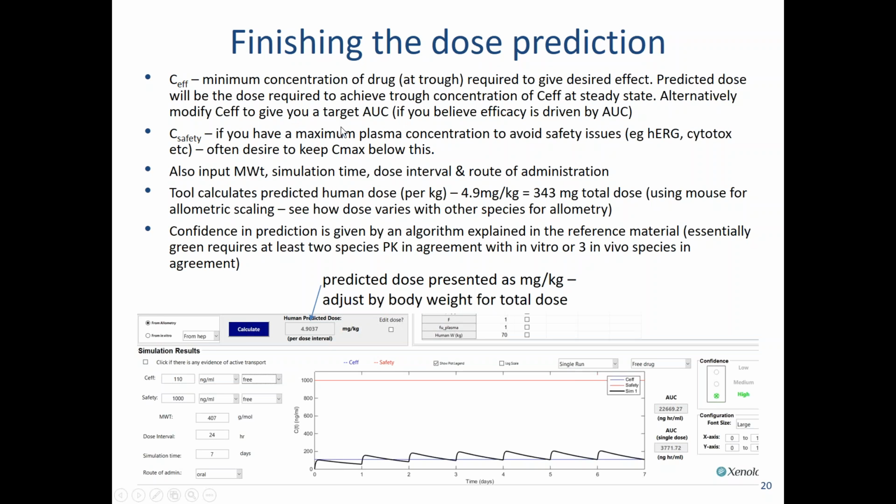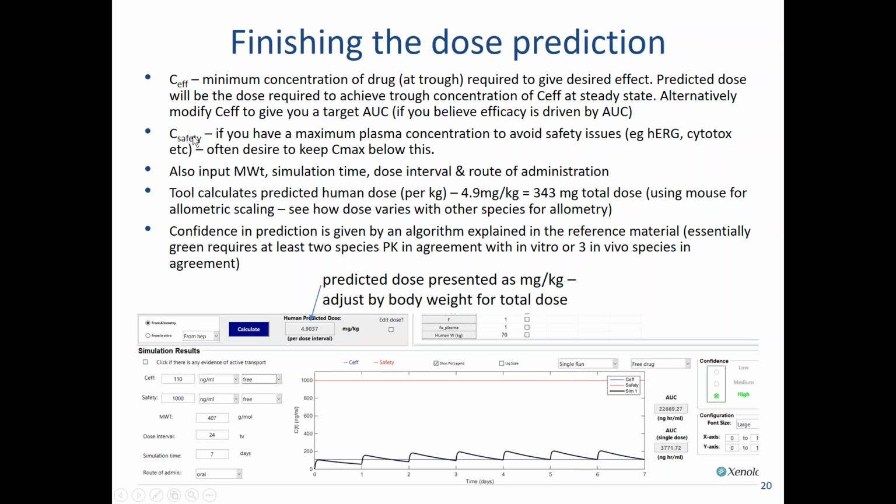Alternatively, you could modify the CF to give you a target AUC. So within the tool, you can't set AUC as a target, but you can, if you want to, play with the CF value to give you a target AUC and then a predicted dose that way.